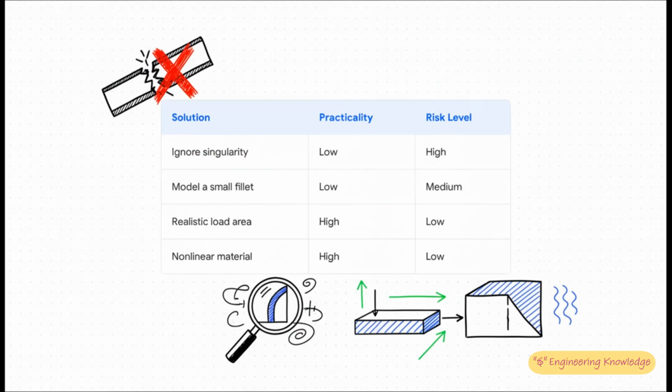So what exactly is in an engineer's toolkit to handle these anomalies? Let's look at the options neutrally. You could just ignore it, citing St. Venant's principle, but that's really risky because some legitimate stress does exist there. You could model a tiny radius or fillet, though realistically that's often a geometric utopia and computationally very heavy. A much more practical, low-risk solution is to apply the load over a realistic physical area instead of a single mathematical point. Or, and this is quite elegant, you can use a nonlinear material model. This naturally caps the infinite stress by allowing the material to locally yield.